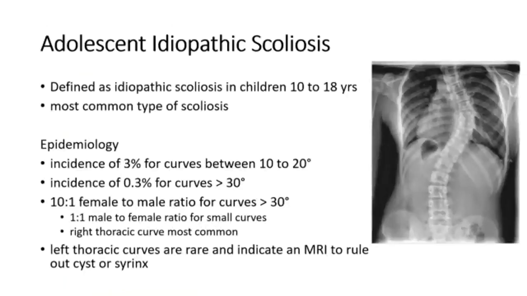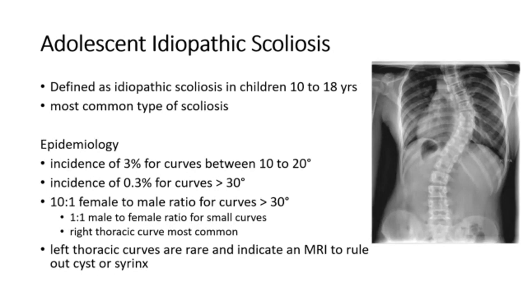But let's concentrate on the adolescent idiopathic scoliosis that we are going to talk about today. It's the idiopathic scoliosis in children from 10 to 18 years. And it's the most common type of scoliosis. The incidence is 3% for curves between 10 to 20, 0.3% for curves more than 30, so the severe cases are less frequent, thank God.